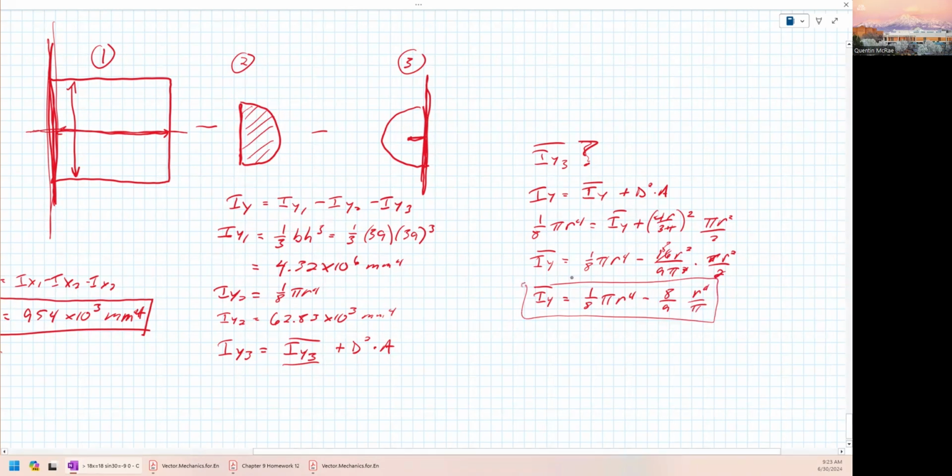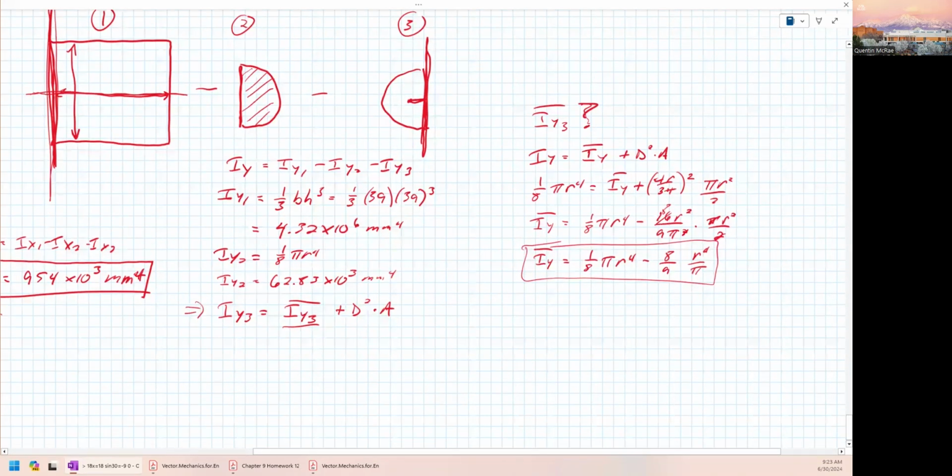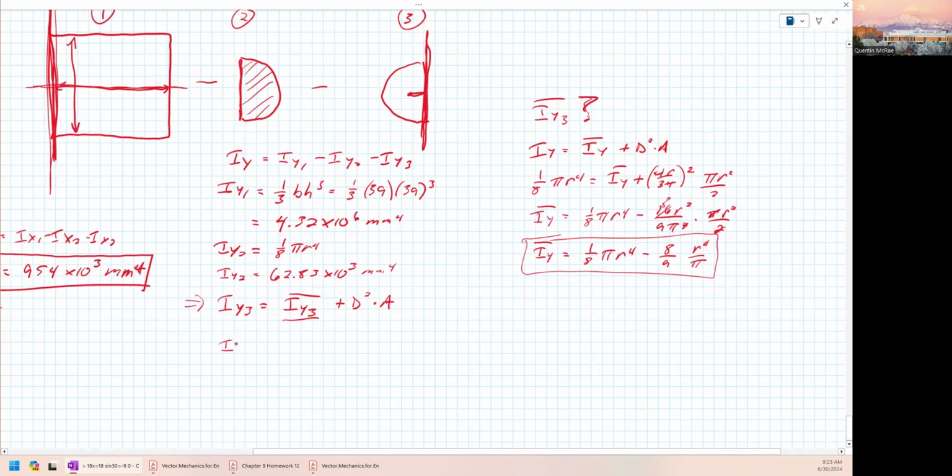But now I know IY bar. Now I can go back to my good old-fashioned parallel axis theorem. That's what I'm looking for. So I can say, therefore, IY3 is equal to IY3 bar, which, hey, look at that, I have it: 1/8 pi. Now r in this case is a, so a to the 4th. Sorry, that was really bad handwriting. A to the 4th minus 8 over 9 pi, a to the 4th. My a's and 9's are looking very similar. Okay, so that is IY3 bar plus the distance.